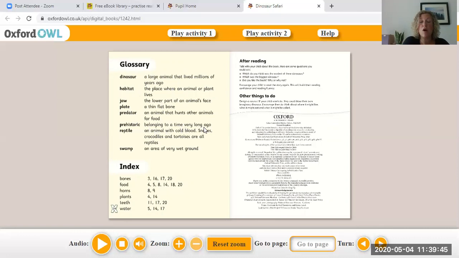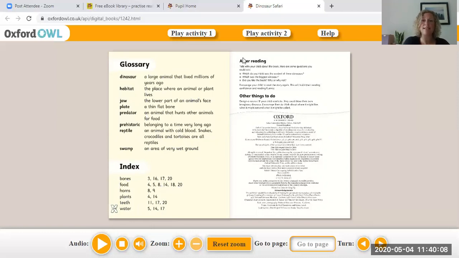Prehistoric, belonging to a time very long ago. Reptile, an animal with cold blood. Snakes, crocodiles, and tortoises are all reptiles. Swamp, an area of very wet ground. Habitat, something we're very familiar with, where it lives. And then here, the index. So if we're looking for particular things that we want to learn about, these are the pages they feature on.